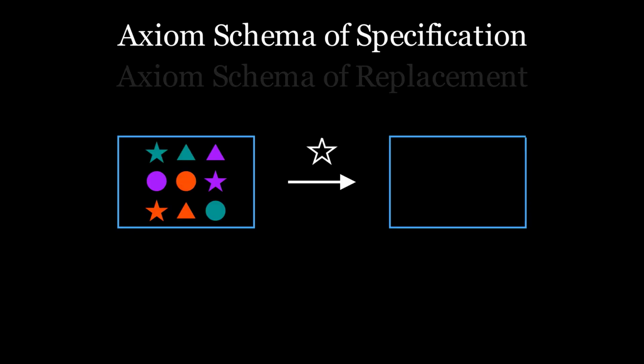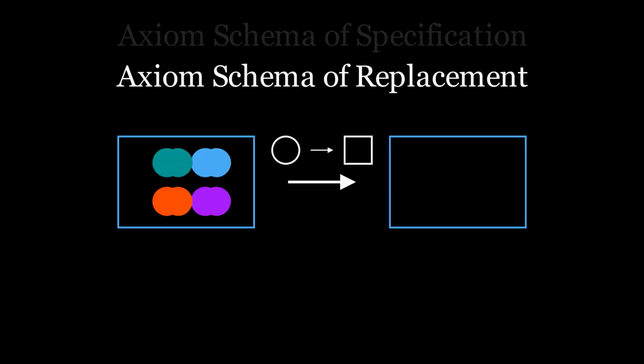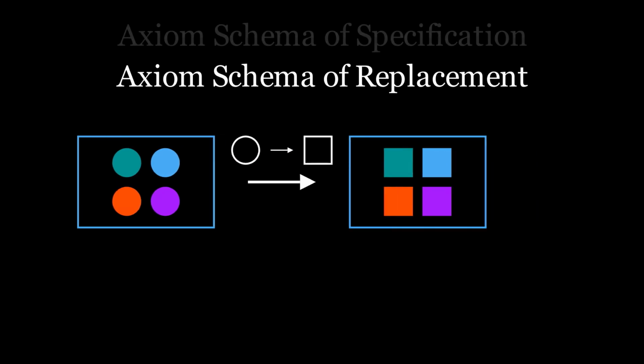Specification does the filtering out of elements we don't want, and replacement lets us replace the elements with the ones we actually want. But it's not too hard to combine these into a single statement, so that's what I'll do here. I'm going to call this the axiom schema of refinement. This name is entirely my own, but if anyone knows of an existing name for this axiom schema, let me know in the comments.